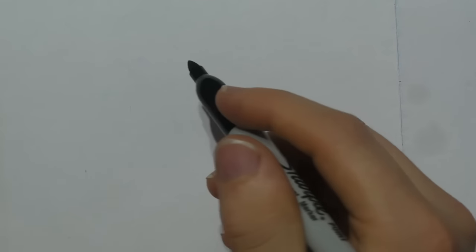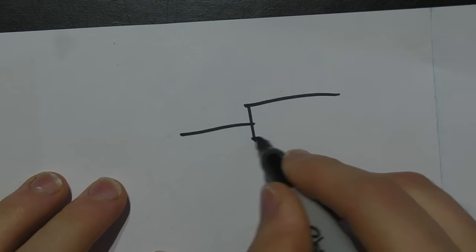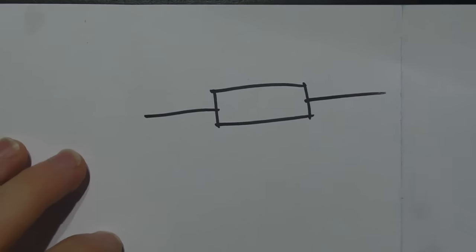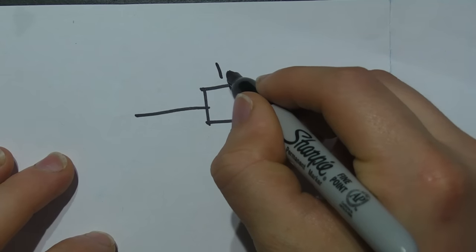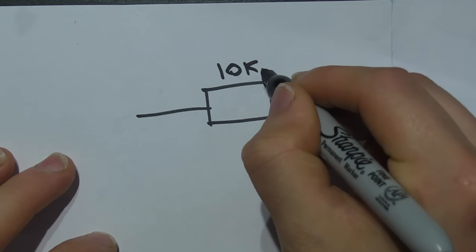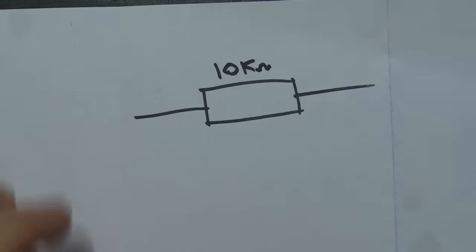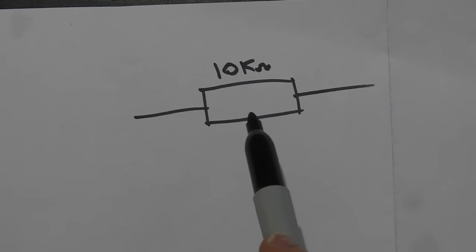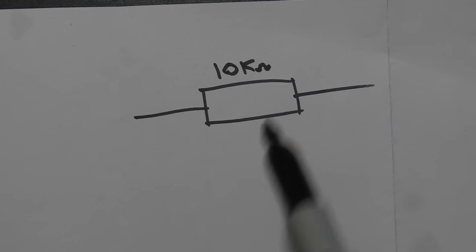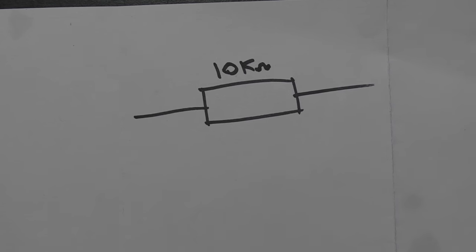Looking at a standard resistor, the symbol for a resistor is just that, and it will have a certain resistance. Perhaps we'll say that this resistor will have a resistance of 10 kilo ohms, so 10,000 ohms. And that resistance is fixed. If we want to change the resistance, we have to change the resistor itself. We have to get a different value resistor. And that's where potentiometers come in useful.